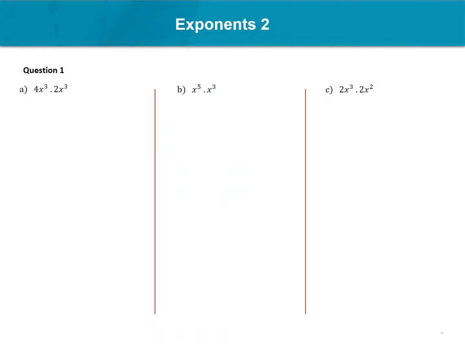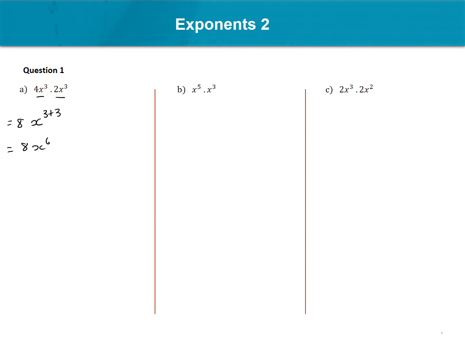So the first question on the Exponents2 worksheet reads, 4x cubed times 2x cubed. We can see that the variable in both of these is the same. They both have an x, which means we can simply multiply these numbers together. So 4 times 2 is 8. Then they have a common x, and when you multiply exponents, you add them. So we have 3 plus 3, and you're left with 8x to the power of 6.